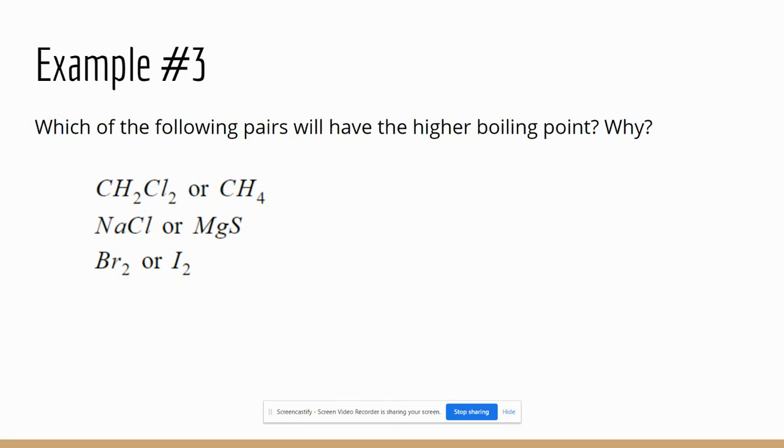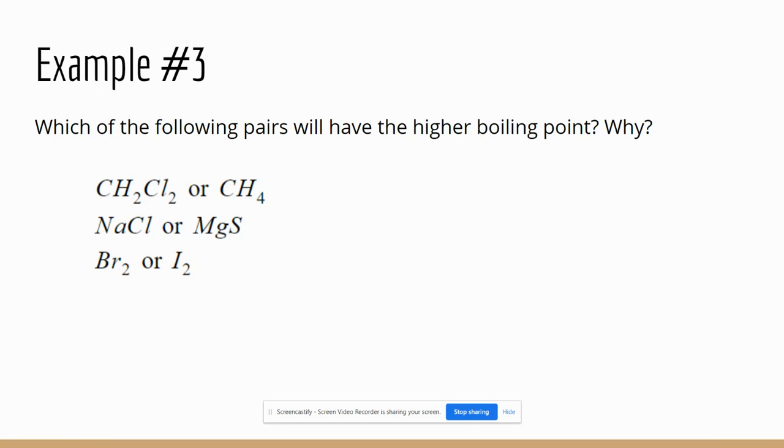The second one, it is MgS. So these are on the same row of the periodic table, so the sizes are more or less comparable. But MgS has a +2 -2 as opposed to NaCl, which has a +1 -1. So the MgS is held together with more force and therefore will have the higher boiling point.